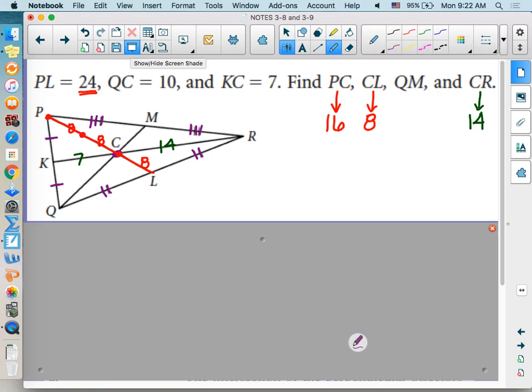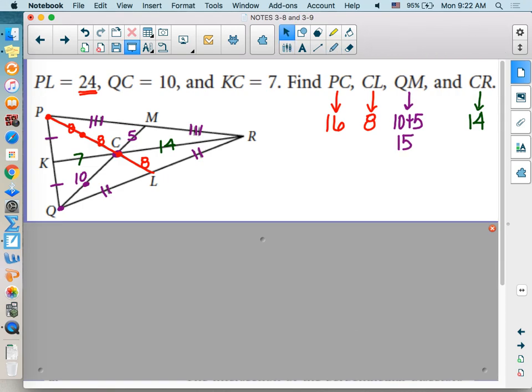And finally, they tell me that QC is 10, and QC is the part from vertex to centroid. We can't go on the idea that it looks longer. We really need to know that it's that particular one. So that actually means that that's a 2-part length, meaning CM is one of those 2 parts, or 5 long. But the question actually asks us for QM, so QM is our 10 plus our 5, 15 long.